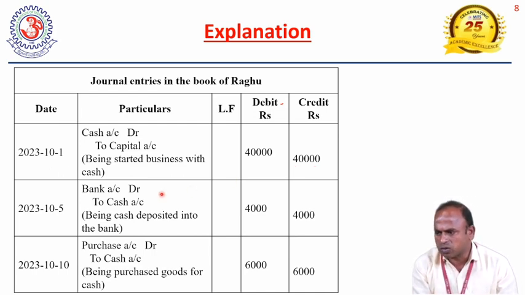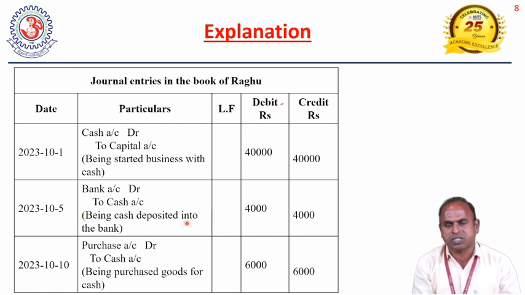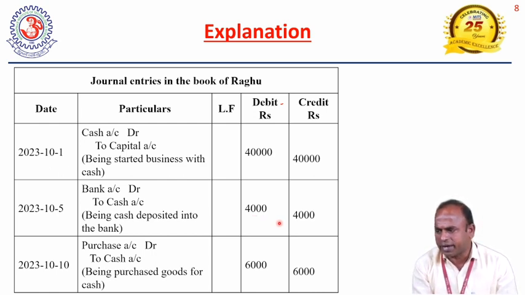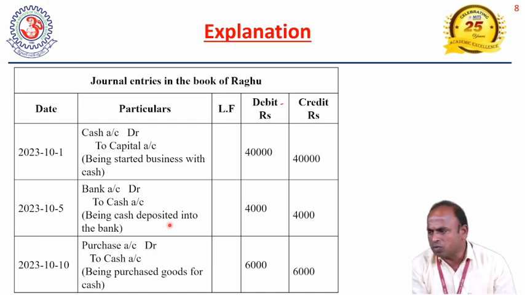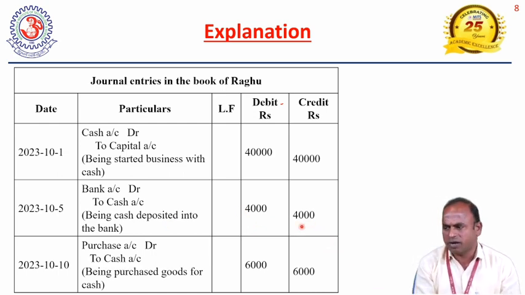The next one, October 5th, deposited into the bank. Here deposit means cash deposited. So cash is real account and bank is personal account. So here the bank is a receiver as per the personal account. You write down debit side. Cash goes out, you write down credit side. So the narration, being cash deposited into the bank. So it is the narration. Narration means brief explanation about the transaction. Always the narration put in the bracket. So the amount is 4,000 debit side and amount 4,000 you write down credit side, and draw the line.